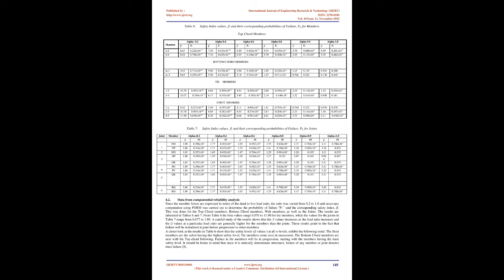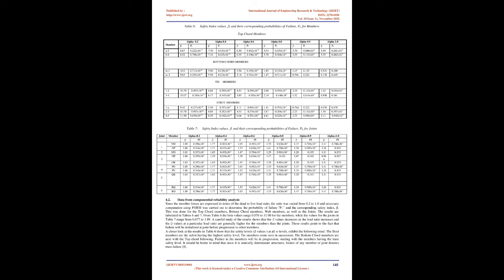A careful study of the results shows that the β values decrease as the load ratio increases, and the values at a particular load ratio are generally higher for the members than the joints. These results point to the fact that failure will be initiated at the joint before progression to other members.